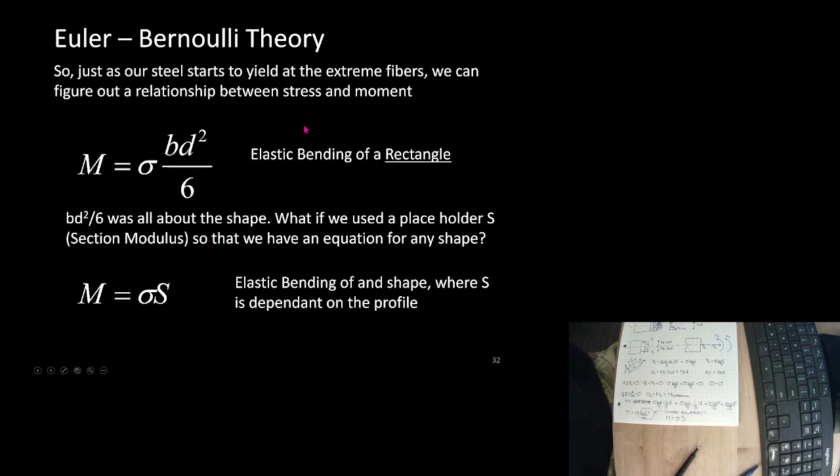So for a rectangle in elastic bending, moment equals stress times BD squared divided by 6. But BD squared divided by 6 was only about the shape. If we use a placeholder S, or our section modulus, so that we have an equation for any shape, we end up with M equals stress times our section modulus. So this is elastic bending of any shape where S is dependent on the profile. So I've got a little typo there. That should be any. I'm going to remind myself to fix that.